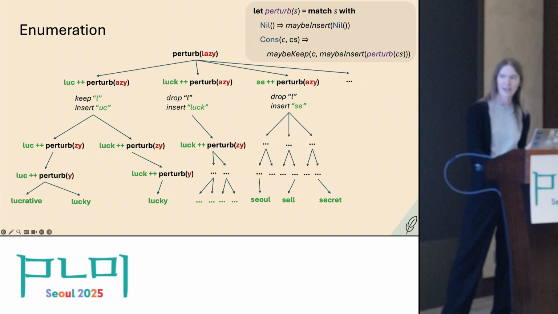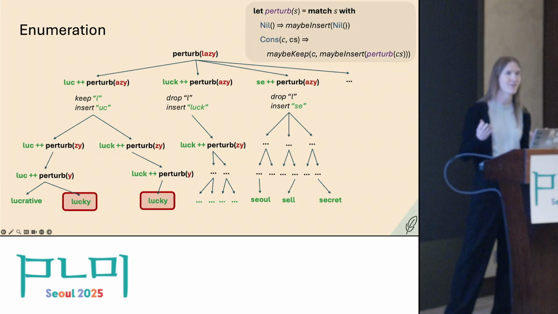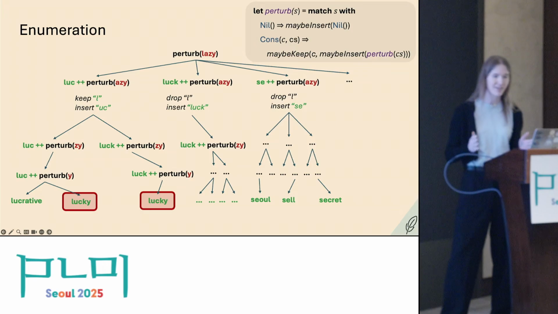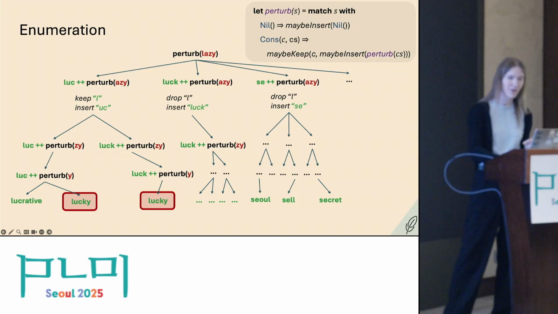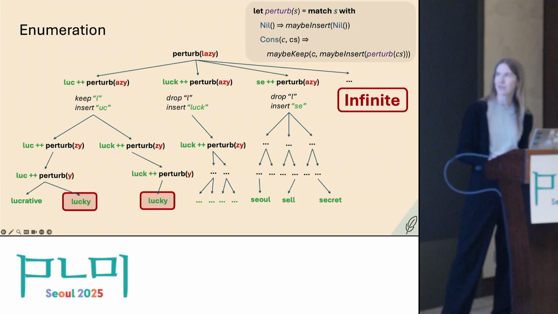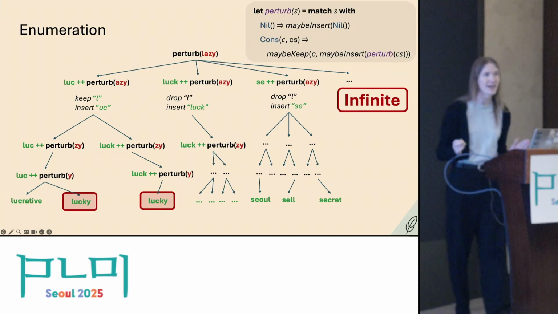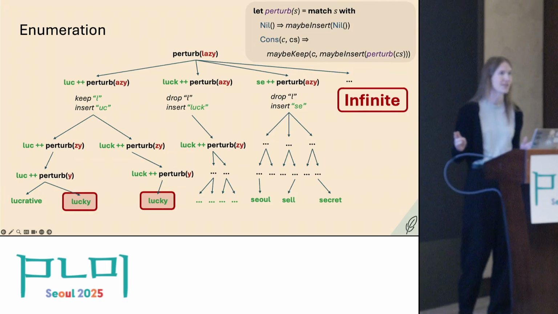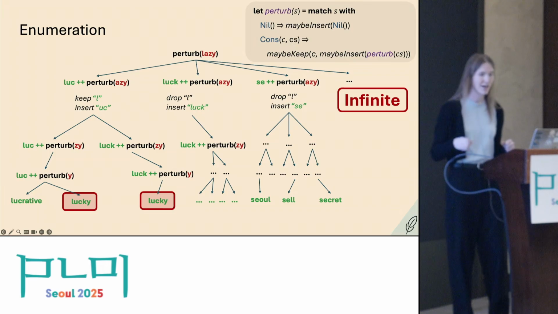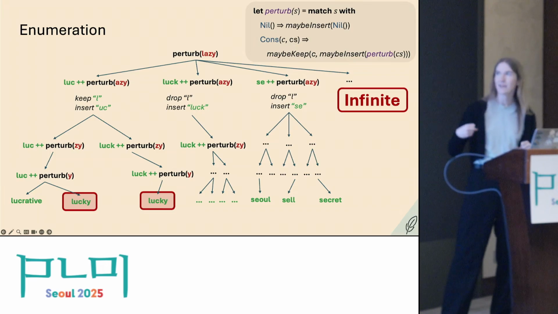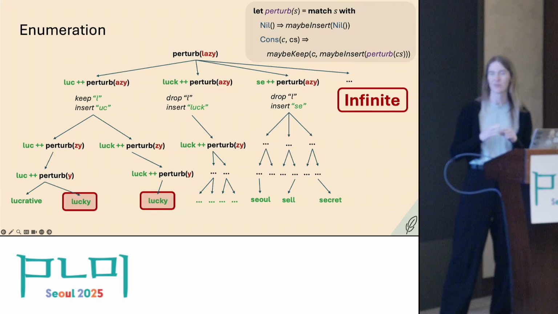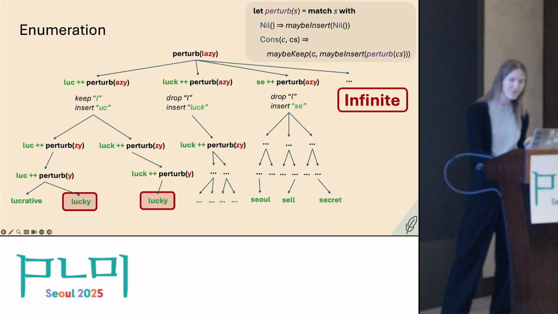And if we add up the probabilities of all of the paths that lead to lucky, then we have our answer. But there's an issue here, which is that this tree is actually infinite. And in fact, it's infinite even at the very first level, because we could decide through the recursive maybe insert function to insert a string of any length. Now, so standard enumeration is never going to terminate.